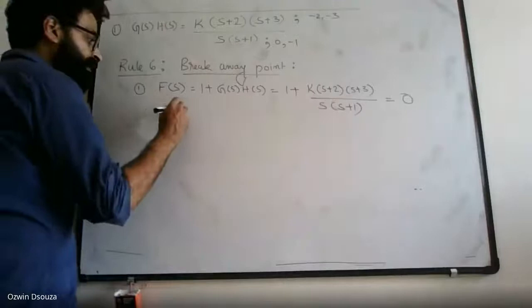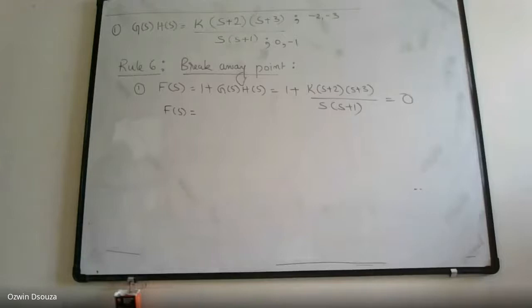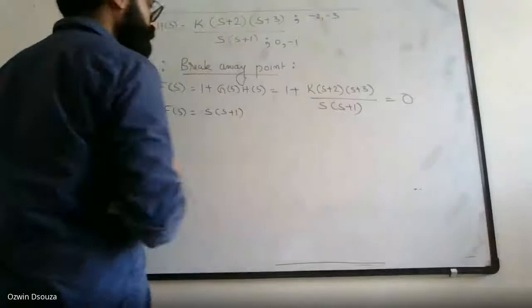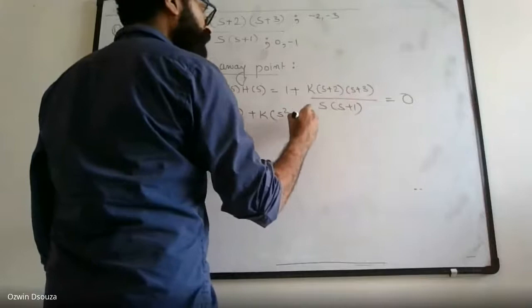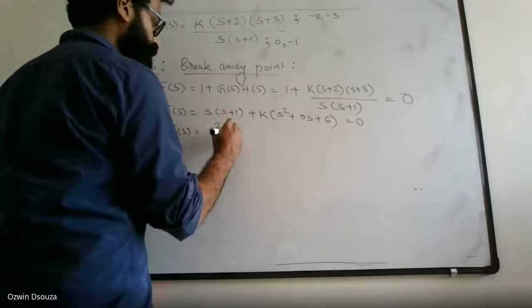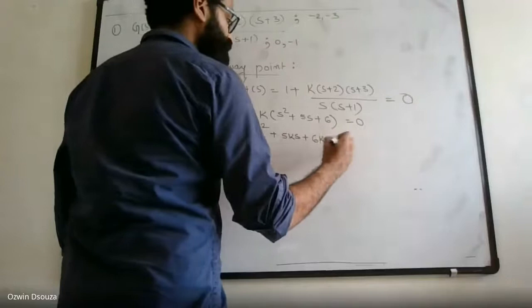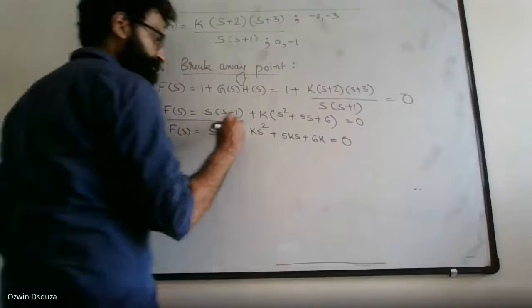So basically, you have to open up the brackets here. Okay, so when you take out the LCM, you would get s into (s plus 1), right? Plus K into, I will open up this, (s square plus 5s plus 6) is equal to 0. Or F of s is equal to s square plus s plus K s square plus 5Ks plus 6K is equal to 0. So this is my F of s.